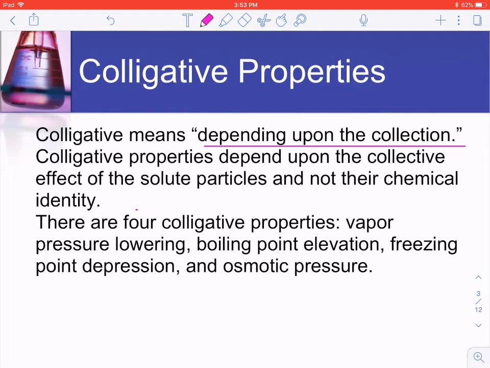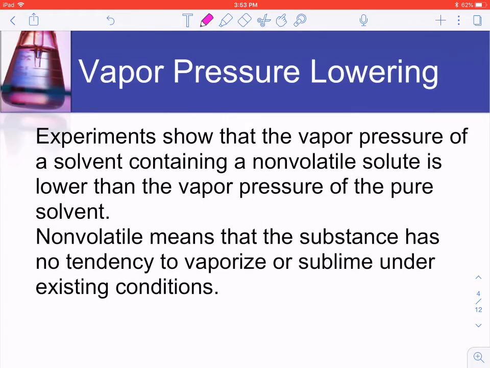So it gives rise to 4 colligative properties that we're going to take a look at today, starting with the vapor pressure of solutions being lowered. So it turns out that experimentally we know that the vapor pressure of different solutions goes down whenever we put dissolved solutes in it. So why is that?